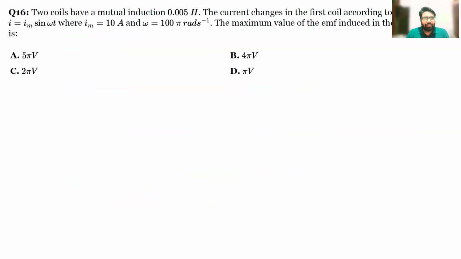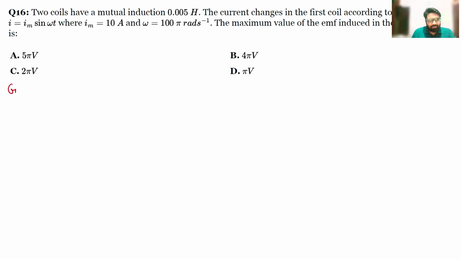Two coils have a mutual inductance of 0.005 Henry. The current changes in the first coil according to the equation I equals Im sine omega t, where Im is 10 ampere and omega is 100 pi radian per second. The maximum value of EMF induced in the second coil is? So this is a question from mutual induction.